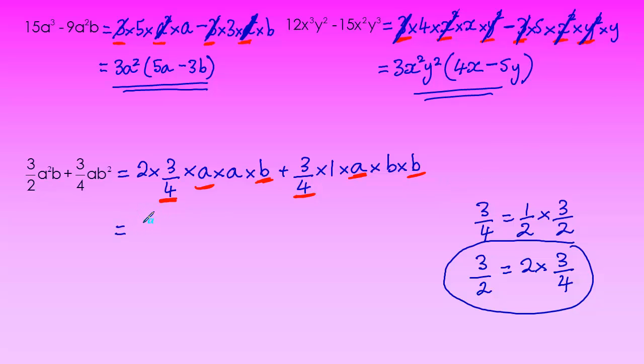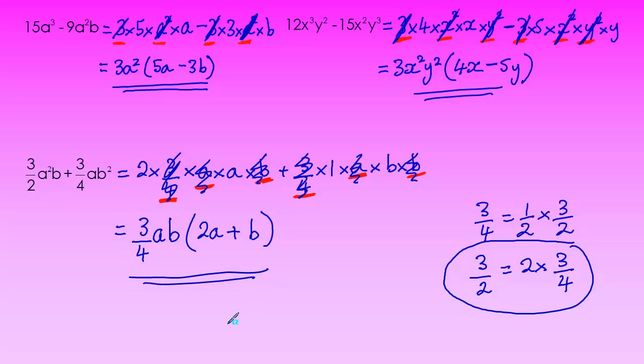So I'm going to put 3/4 a b in front of a bracket, and let's just completely remove those like so. What have we got left? We've got 2 times a, so that's 2a. We've got a plus sign, and we've got 1 times b, which of course algebraically we just write as b, and then that's completely factorized.